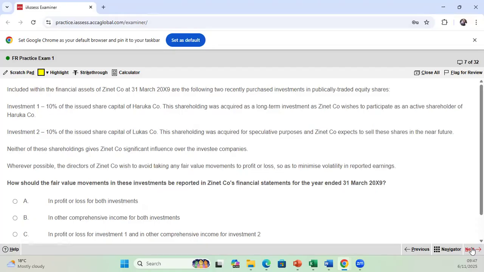So in this case, we look at the cases I gave you, if you still have them. Investment one: 10% of the issued share capital. This is an investment in a financial instrument. And the other is also shareholdings, acquired as a long-term investment. So we will look at IFRS now.